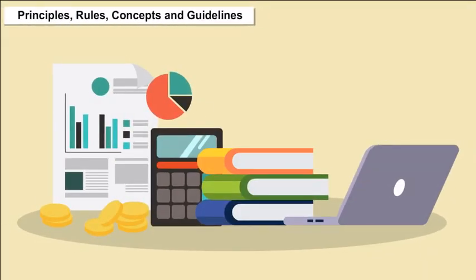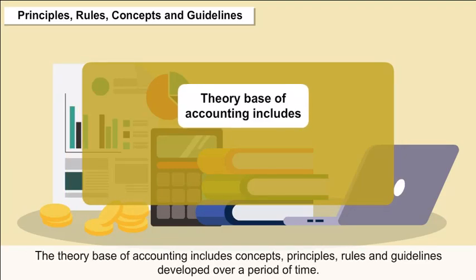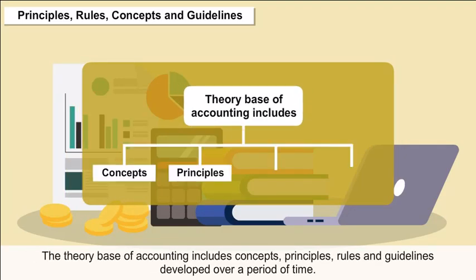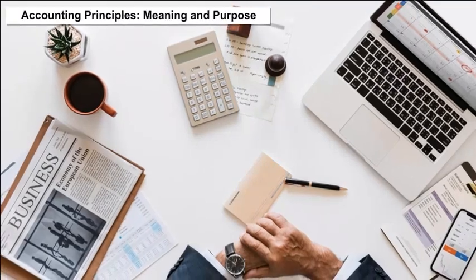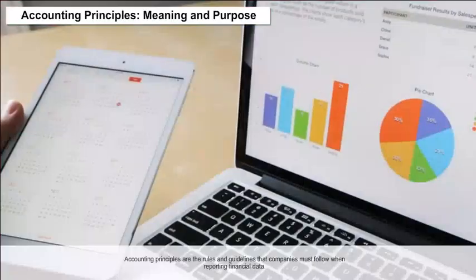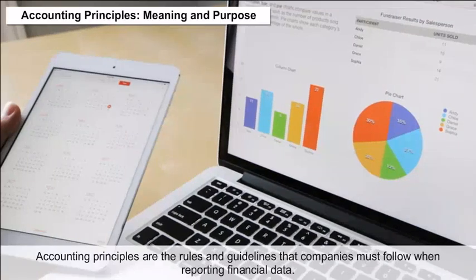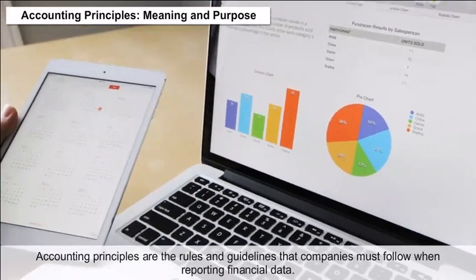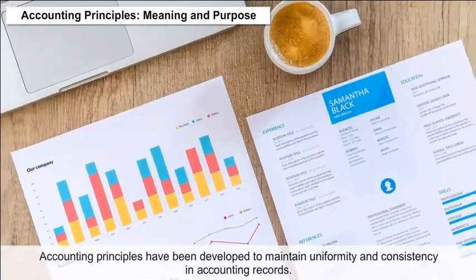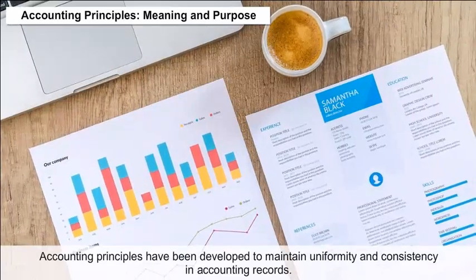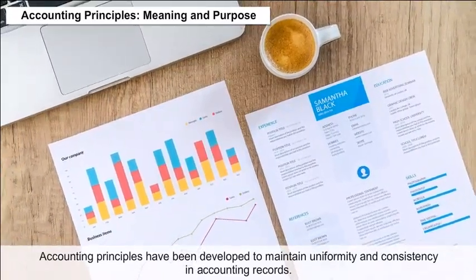Principal rules, concepts and guidelines. The theory base of accounting includes concepts, principles, rules and guidelines developed over a period of time. Generally accepted accounting principles. Accounting principles, meaning and purpose. Accounting principles are the rules and guidelines that companies must follow when reporting financial data. Accounting principles have been developed to maintain uniformity and consistency in accounting records.